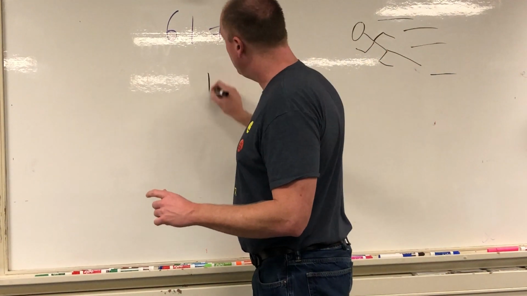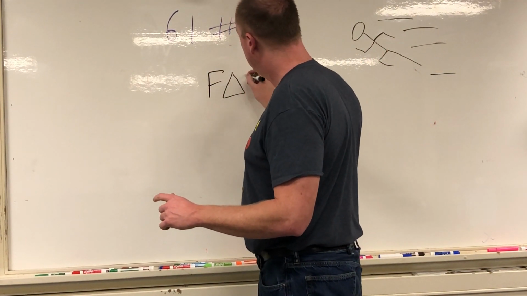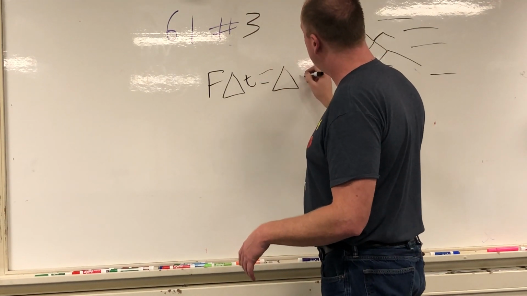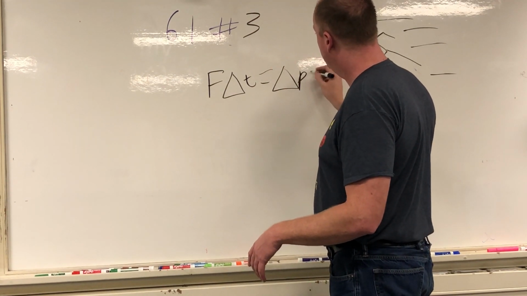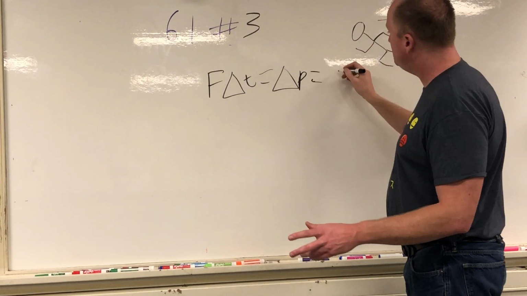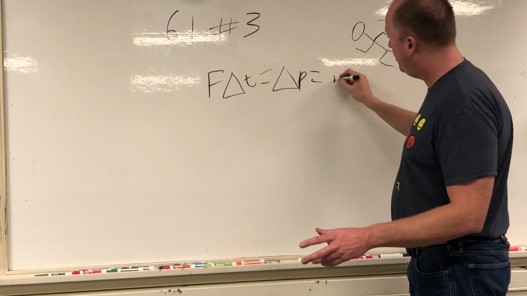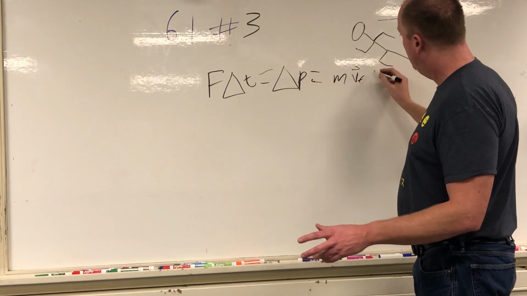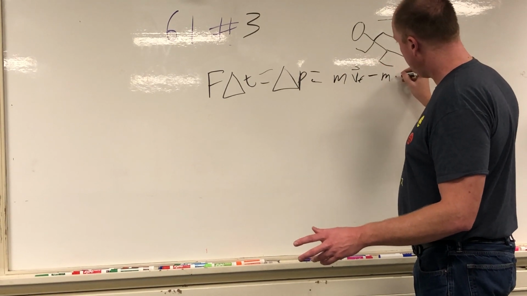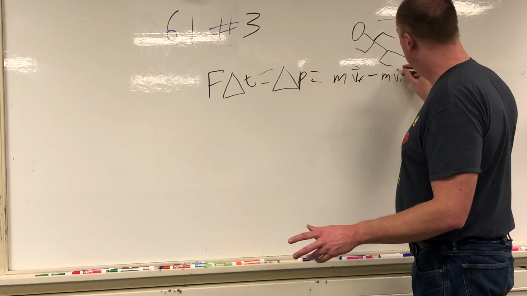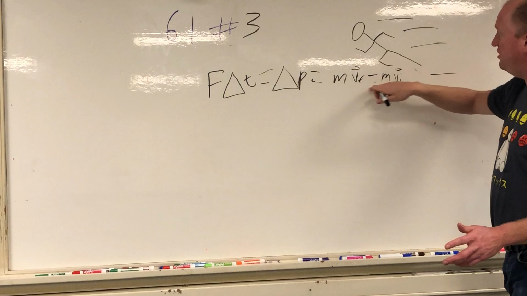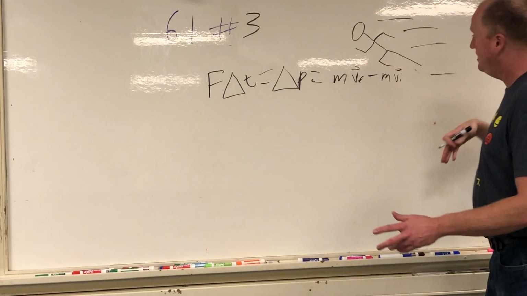So, the impulse is equal to the change in momentum. And if you think about it, the change in momentum is equal to your final momentum minus your initial momentum. See? Mass times velocity final minus mass times velocity initial.